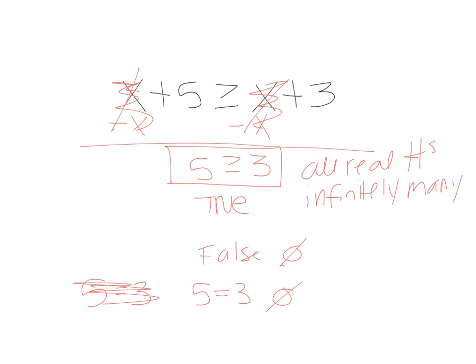This looks confusing because when we had equations, if we had 5 equals 3, it would have been no solution. But that was just because that statement is false.